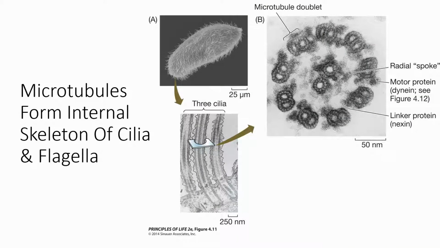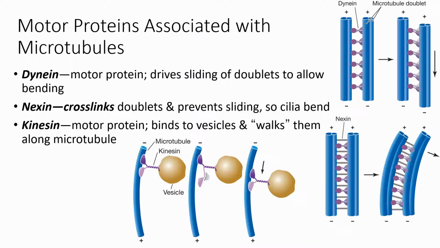They also form the internal structure of cilia and flagella as well. So you have microtubules arranged around a core of microtubules with some motor proteins involved that help move cilia, make them kind of wave back and forth. Same thing with flagella, allow them to form this wave-like motion that helps propel cells. Like I said, there are these cool motor proteins that are associated with them.